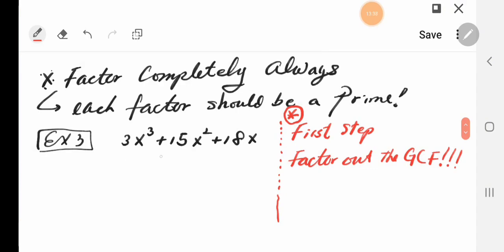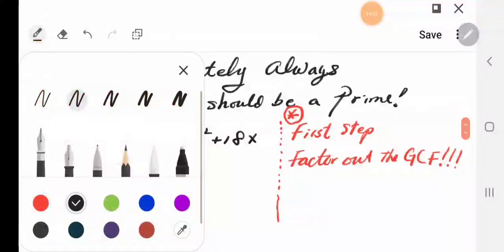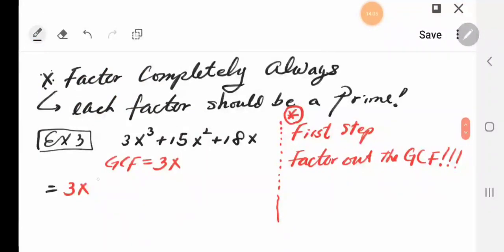From this trinomial, there is a common factor, which is the GCF, 3, because 3 can divide all of them. So 3 is a common factor, and x is also a common factor because x occurs in all three terms. So we can factor out 3x first. Always factor out what? The GCF, the common factor. So this is equal to 3x. Factor out 3x. Then the first term will be x squared.